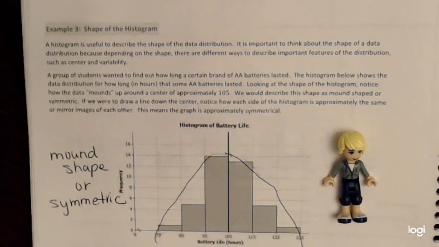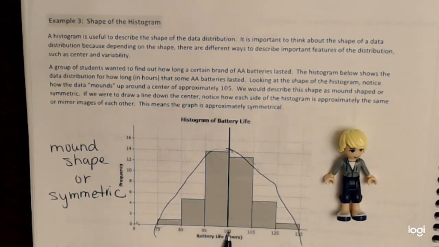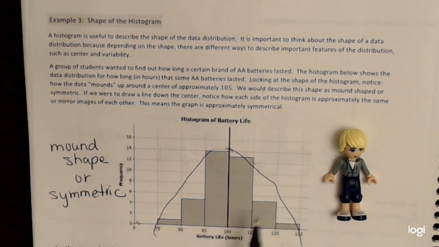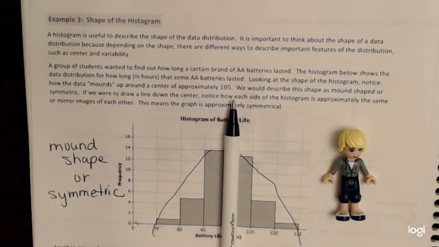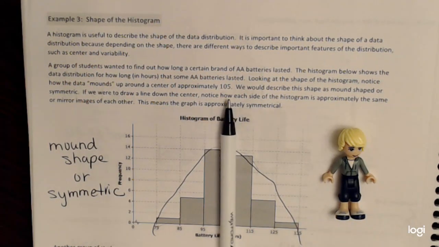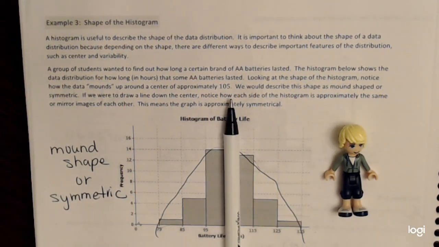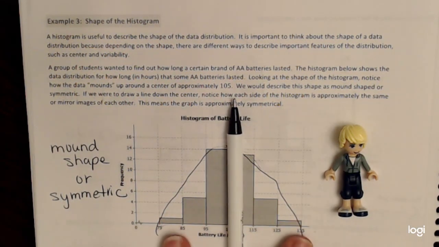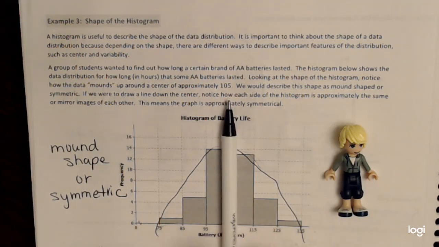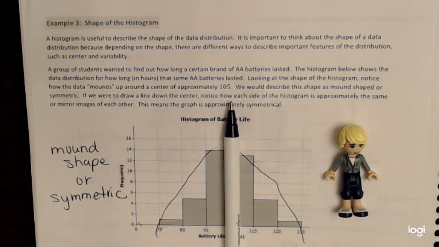If we were to draw a line as they did down the center, you will notice how each side of the histogram is approximately the same, or mirrors. Meaning on this line right here, if I would fold my histogram in half, it would be pretty close to matching up. It's not going to be perfect, but it's pretty close. These 2 bars are close to the same, these 2 are close to the same, and these 2. So that's where we call this mound shape or symmetric.